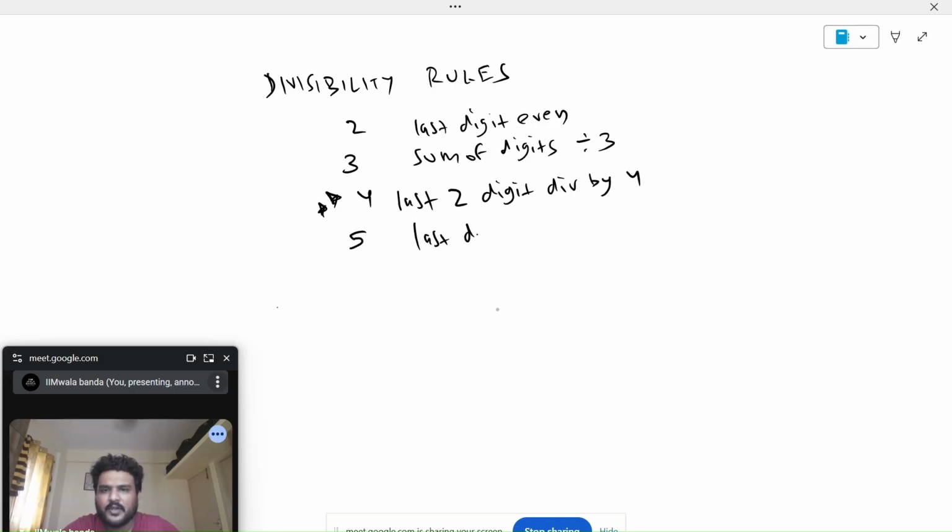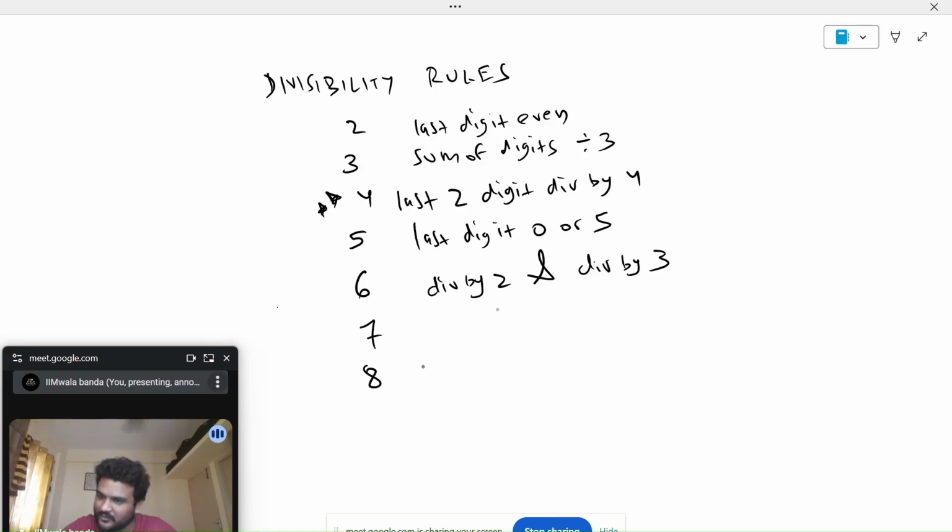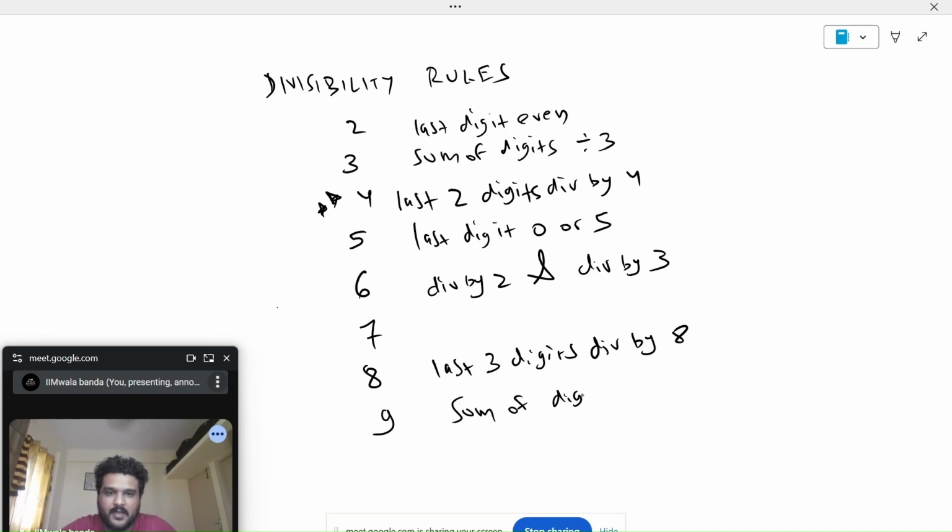For 5, again, the last digit should be either 0 or 5. Correct? Because it's 5, 10, 15, 20, and so on. For 6, again, 6 is 2 into 3. So divisible by 2 and divisible by 3. That is how we check. 7 is very interesting. We'll come back to that. 8: last one digit, no. Last two digits, no. Last three digits divisible by 8. That is how we check. All right. 9, again, sum of digits divisible by 9. All right. 10, obviously, last digit 0.